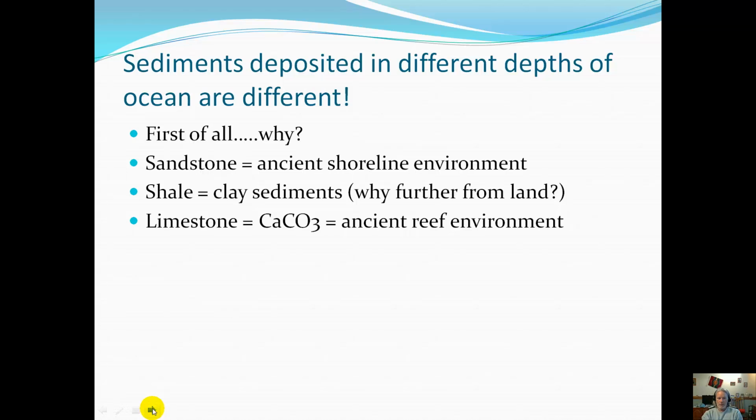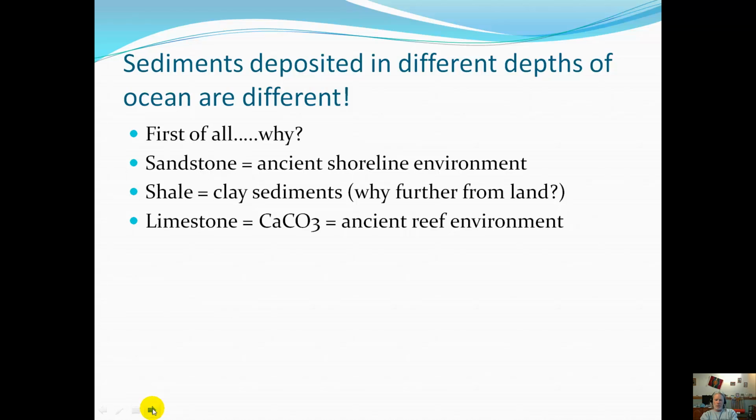Sediments that are deposited at different depths of the ocean are different. Really, we looked at these. The sandstones were the beach environment. Then we said shale was a little bit farther out. And then limestone, which is actually ancient critters, the farthest out.